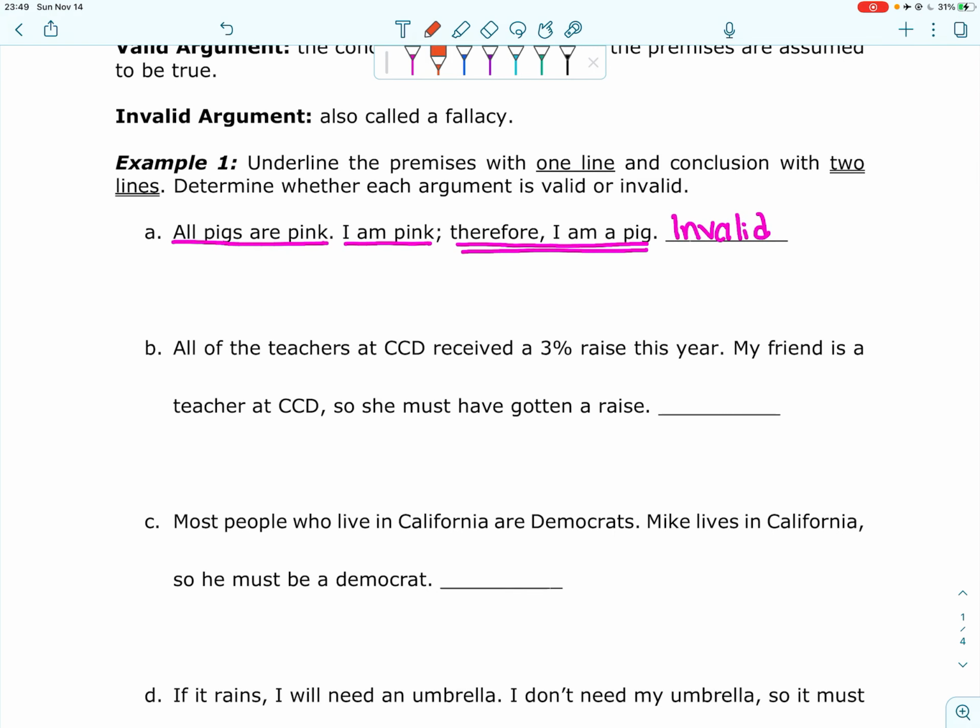Okay, the second one. All of the teachers at CCD received a 3% raise this year. My friend is a teacher at CCD, so she must have gotten a raise. So the argument, all of the teachers at CCD received a 3% raise this year, and my friend is a teacher at CCD. Conclusion, she must have gotten a raise. If all the teachers at CCD got a raise, and she is one of those teachers, then she got a raise. This is a valid argument. She's part of that all.